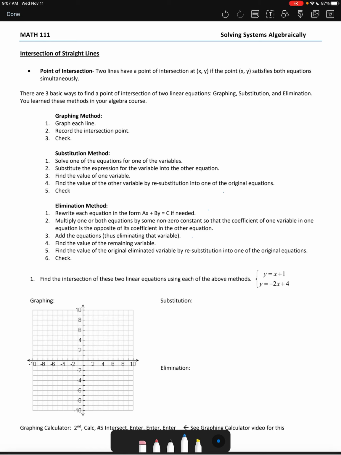So the first method is the graphing method. That's literally where you need to get both of your equations in the y equals mx plus b format. So luckily for us, both of these equations are already in that format. Graph them both on a coordinate plane and visually inspect to see where it is that they cross.